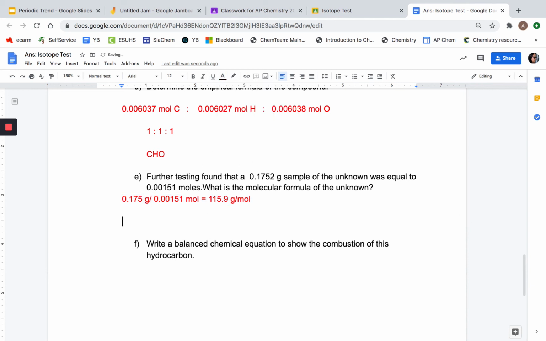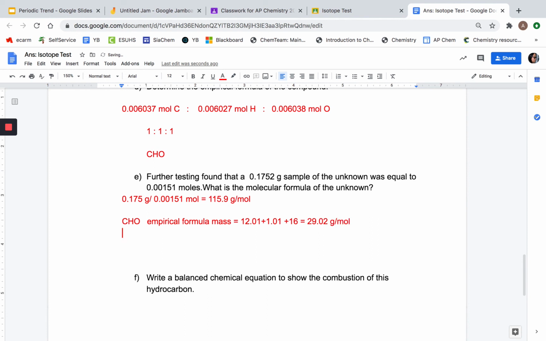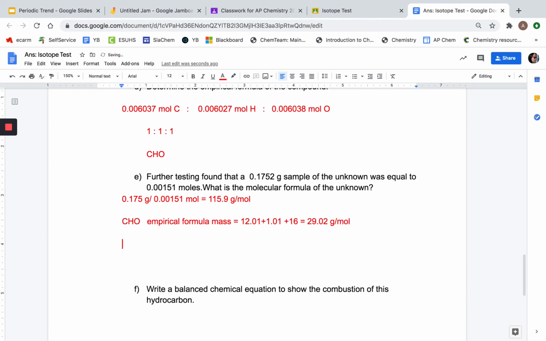Okay, to find molecular formula, you're always gonna find the empirical formula mass first. So this is the empirical formula. So empirical formula mass is equal to 12.01 plus 1.01 plus 16, right? So we're gonna do that. So we said 29.02 gram over mole. And then you're going to divide the molecular formula mass by the empirical formula mass.